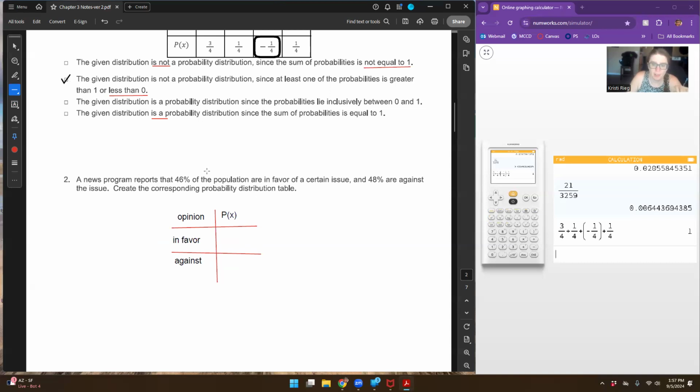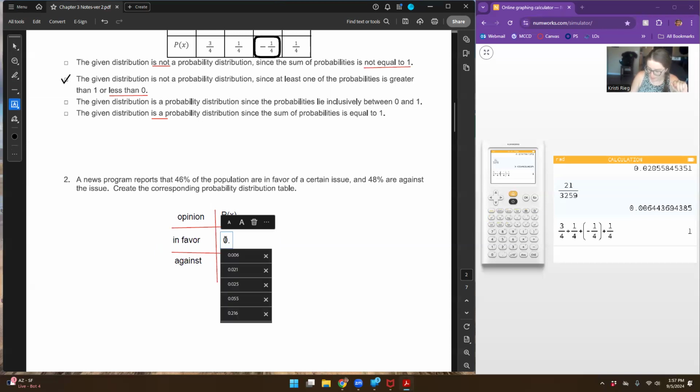Okay, in favor, we have 46%. So I'm going to write 0.46 because remember rule number 1? I think it's rule number 1. It doesn't matter the order. But one of the rules says it cannot be greater than 1. So I can't write 46 because that's bigger than 1. I need to write percents as a decimal, so it's 0.46. And then it says against are 0.48.